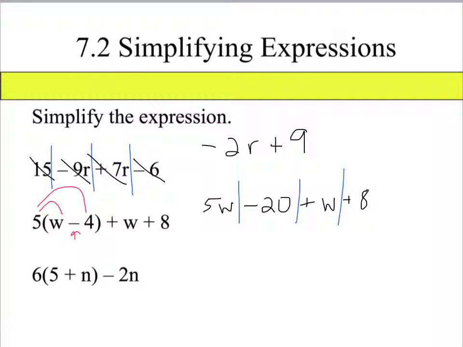I hope you said 5w and w. When I take 5w and add 1w here, again, the coefficient on any variable that doesn't have a number in front of it is 1. So I take 5w plus 1w, and that's 6w. Well, that's a lot of w's. We have 6 w's because we take 5w plus 1w.